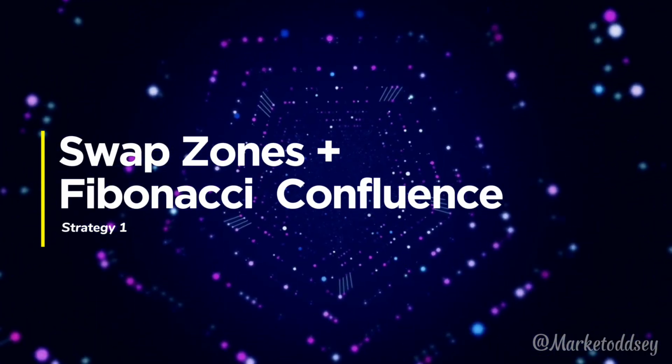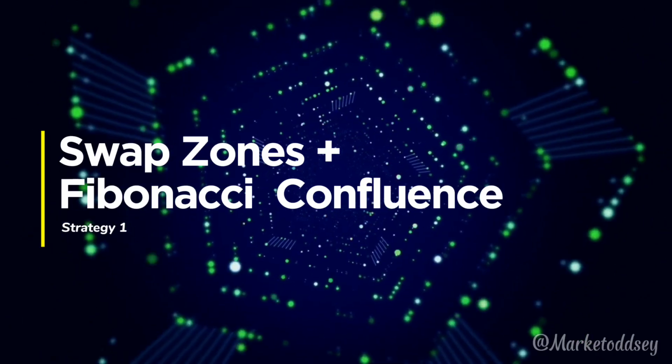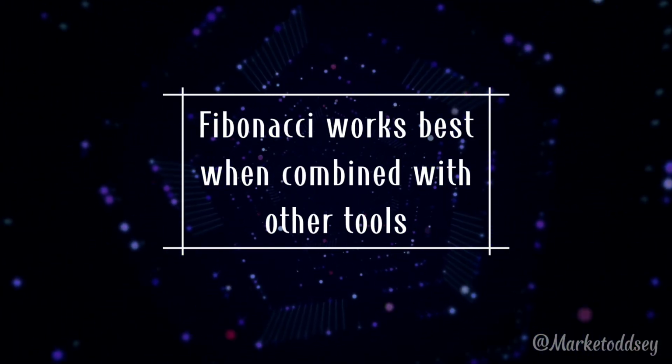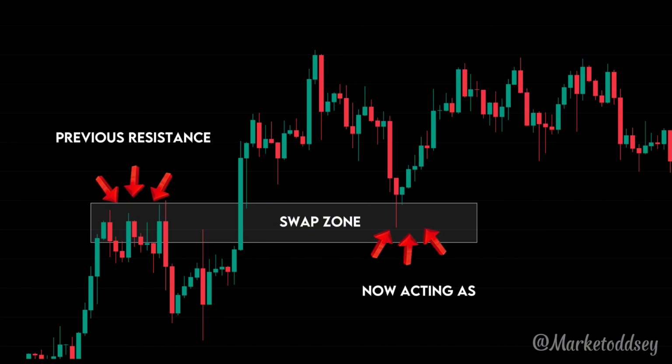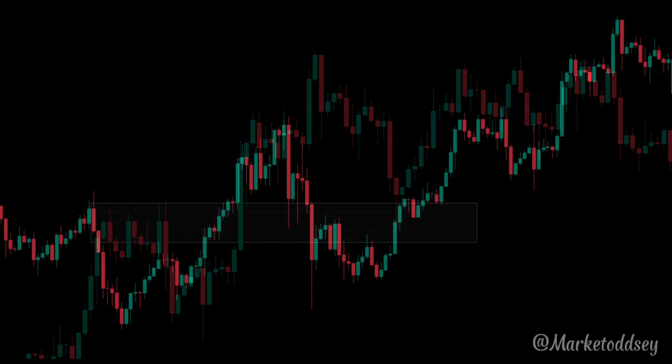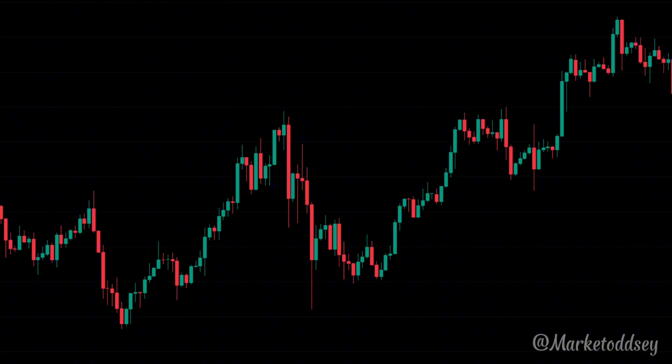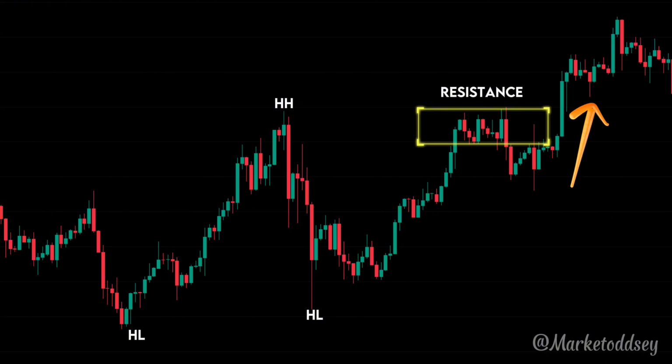Strategy 1. Swap zones plus Fibonacci confluence. Fibonacci works best when combined with other tools. Enter at swap zones, a concept where broken support becomes resistance, and broken resistance becomes support. Here's how to use them. Buy trade example: identify an uptrend. Prices are making higher highs and higher lows. Spot a resistance level. Notice where prices previously stalled, a swing high. Watch for a breakout. When prices surge above this resistance, it becomes new support.